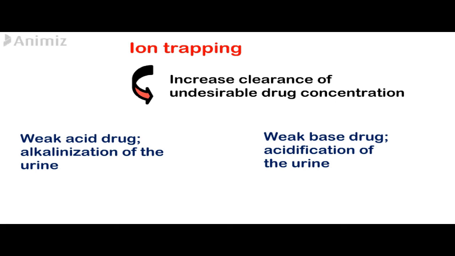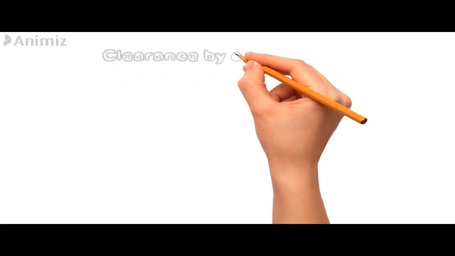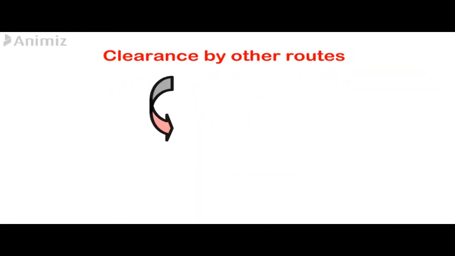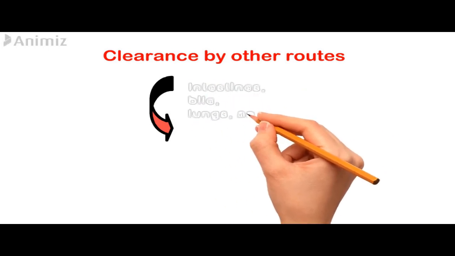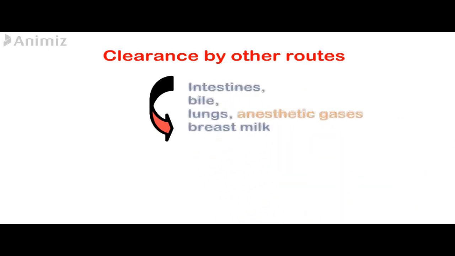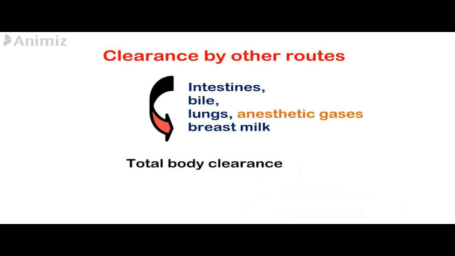As we said, the kidney is the main organ for elimination, but drugs can be eliminated via other routes like the intestine and the bile or the lungs, and also breast milk. So if the drugs were not absorbed or they were secreted directly into the intestine or into the bile, they will be eliminated into the feces. And the lungs are primarily involved in the elimination of anesthetic gas like isoflurane.